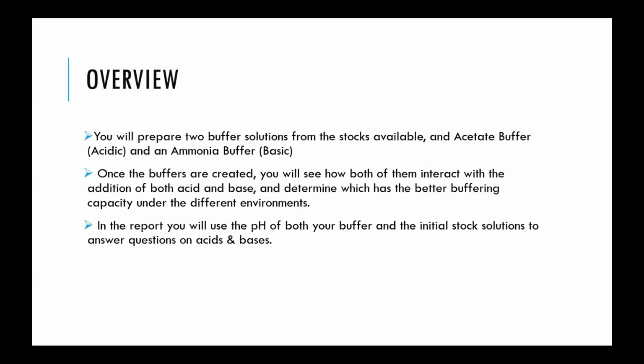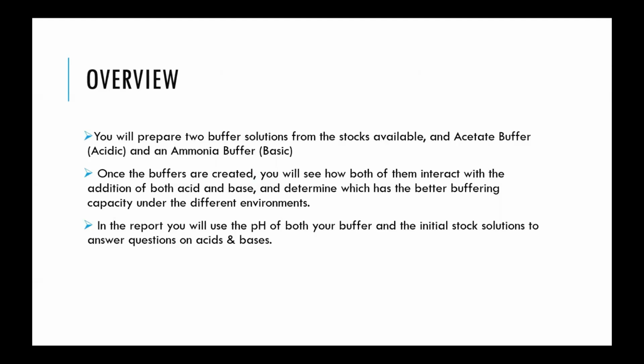In the virtual lab, you're going to be preparing two different buffer solutions. You're preparing an acetate buffer, which is acidic and will have an acidic pH, and an ammonia buffer, which is a basic buffer and would have a basic pH. That's the first step in the lab, just preparing these buffers.